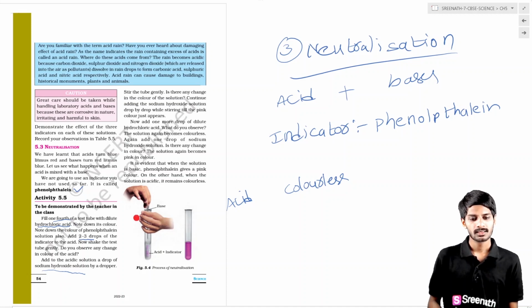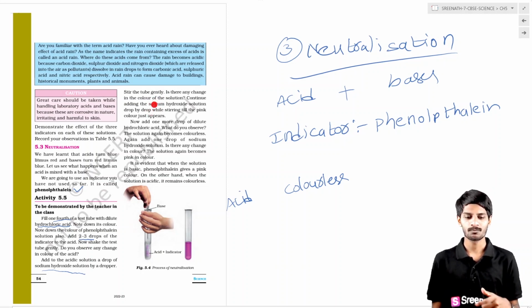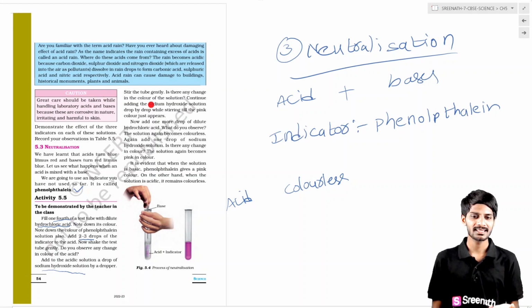Now in the test tube there are basically acid and indicator. You have to add sodium hydroxide solution using a dropper, drop by drop. After adding a drop, you have to stir the tube gently and observe the change in color. If you don't find any change in color, add some more sodium hydroxide solution drops until the color changes.